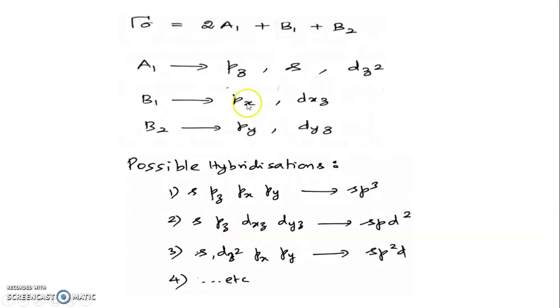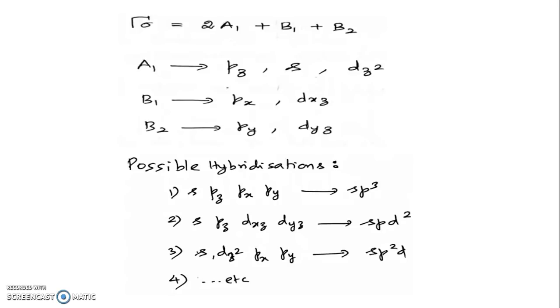What is the other possible hybridization? Take 2 orbitals, s and dz square, and 1 orbital from b1, another orbital from b2. Now if you see this, this is another set where the hybridization is sp d2. Similarly, you choose these 2 orbitals, s and dz square, then px and py. This will give you sp2d. Like this we can write many possibilities. So group theory will give you possible hybridizations for the bent geometry.